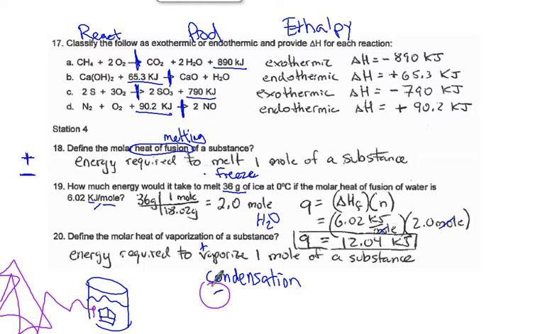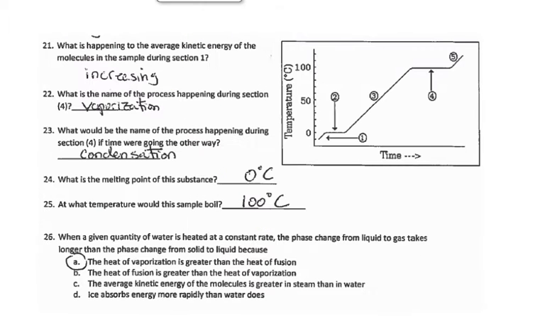If you remove 1 mole of water from the air, 1 mole of water removed from the air would have the equivalent energy of the molar heat of vaporization, but it would be a negative sign instead of positive. 21. What is happening to the average kinetic energy of the molecules during section 1?